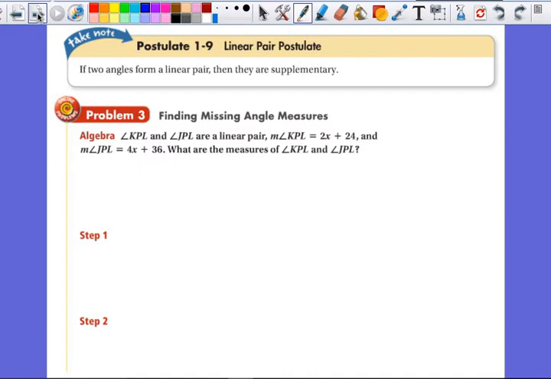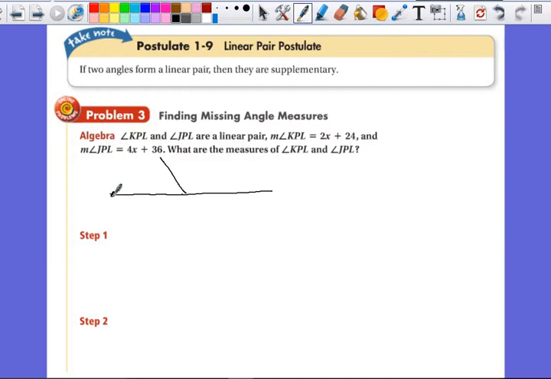If angle KPL equals 2x plus 24 and angle JPL equals 4x plus 36, what are the measures of angle KPL and JPL? Guys, for these problems, you need to learn to start drawing pictures. It says KPL and JPL form a linear pair. So what I would do is start by drawing a straight line and just drawing a line off of it like that. Doesn't matter what your picture looks like as long as it makes a straight line.